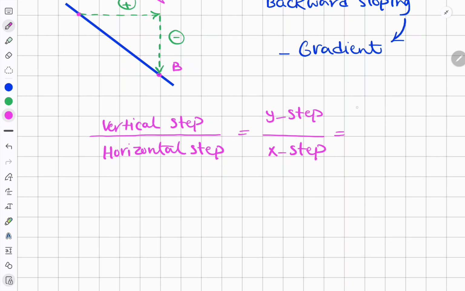So you just need to subtract y's, which is the difference of y's, and subtract x's, which is the difference of x's. But make sure that if you start from point B and then point A for the difference of y's, in the denominator you should start from B again and then subtract A from B. So they are in the same order to find the exact sign of your gradient. Okay, so I'm gonna solve an example to make sure that we understand all the process.